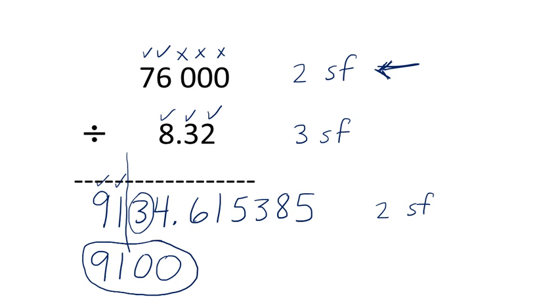Now it's okay to have those 2 zeros at the end as placeholders, because remember, there's no decimal point visible there, so those ending zeros are not significant. That number 9,100 has only 2 significant figures.